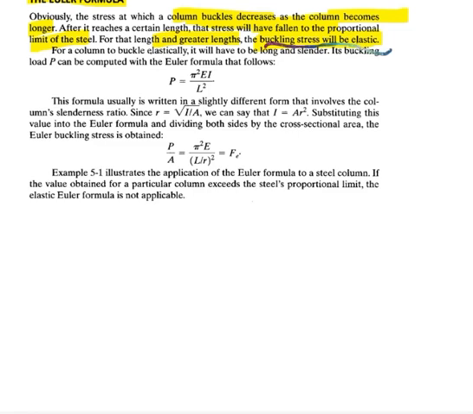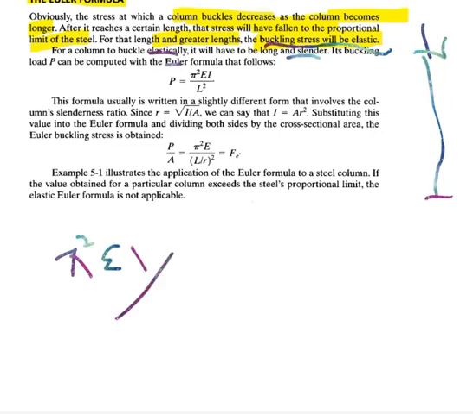For a column to buckle elastically, it will have to be long and slender. So only if the column is very long and slender can it buckle elastically. Its buckling load P can be computed with the Euler formula: P = pi squared EI by L squared. This is the Euler formula for buckling load.